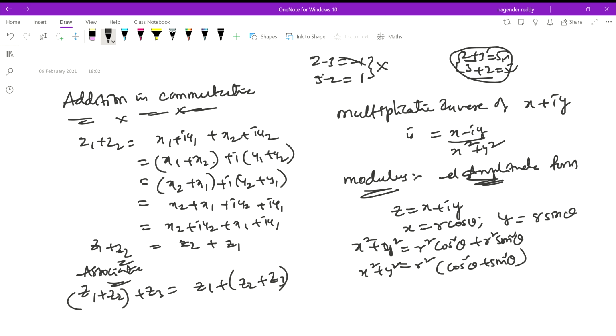This is the identity, that is x square plus y square is equal to r square into 1. So you'll get r square. This is condition number 1. You can observe that. Now you can divide this one.